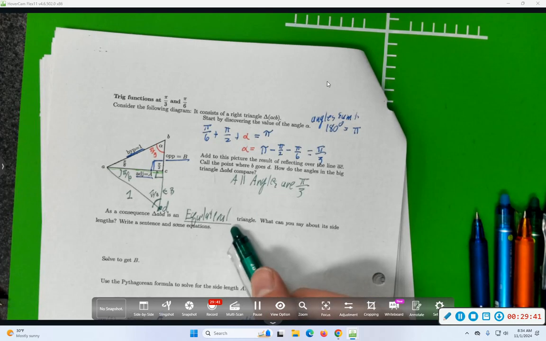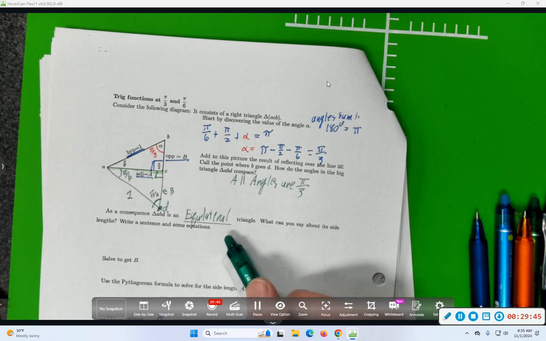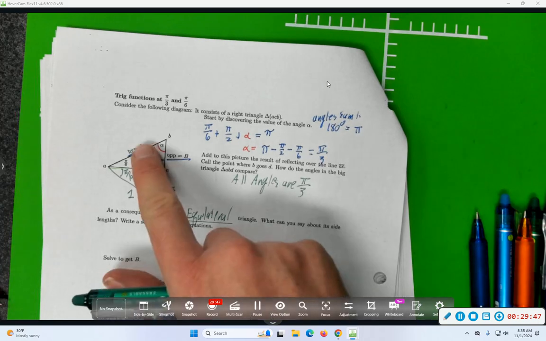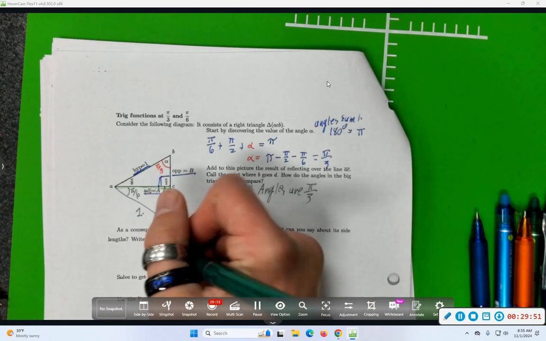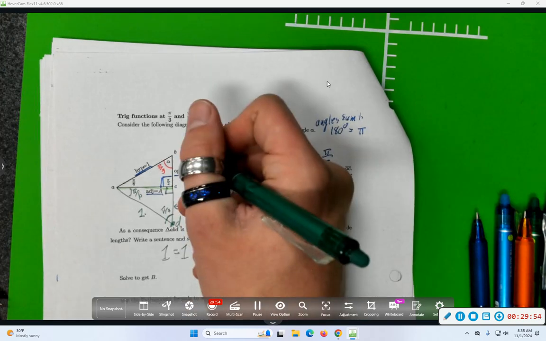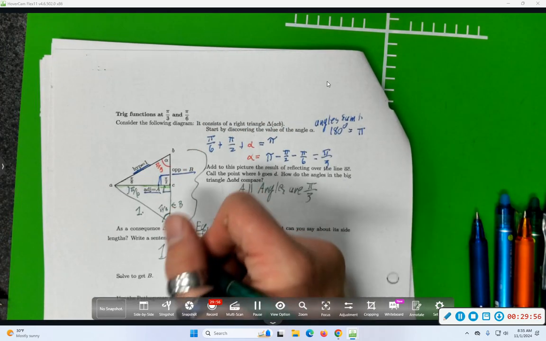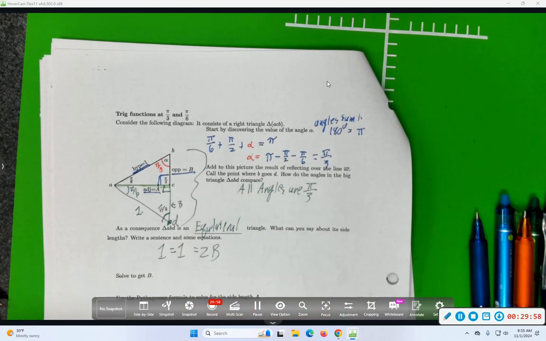So, equilateral triangle, all of the angles are the same. Since it's an equilateral triangle, all of the side lengths are the same. So 1, this side length, will be equal to that side length. That's not exciting yet. It equals 2b. Ooh, so do we know what b is? I guess 1. All the side lengths are the same. One of the side lengths was 2b, another side length was 1.